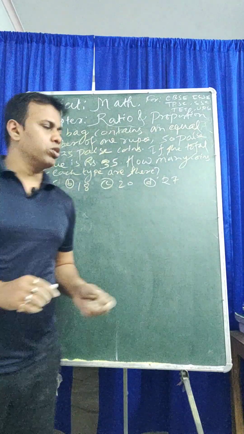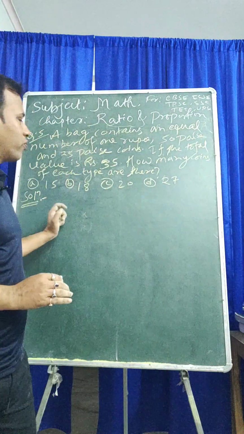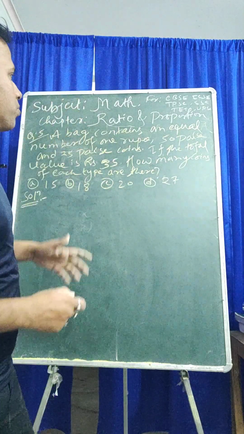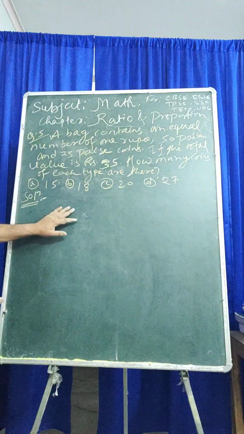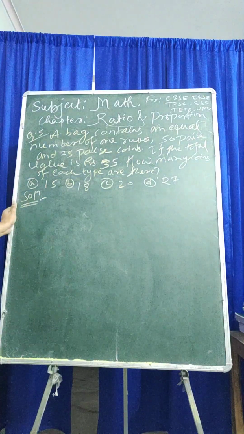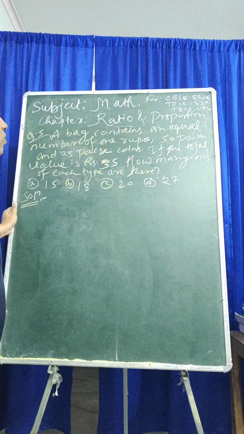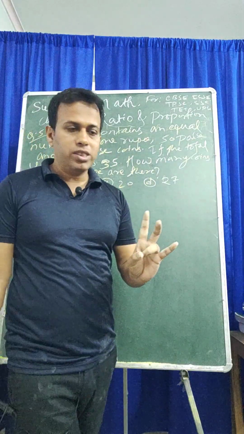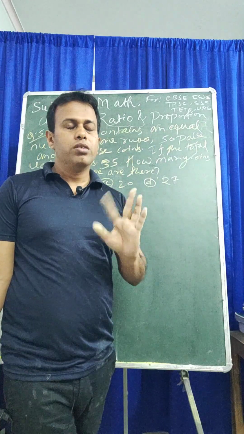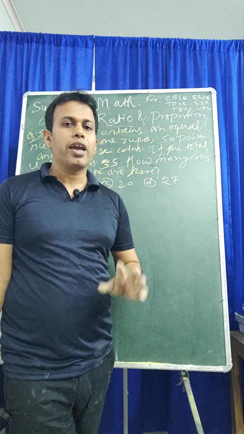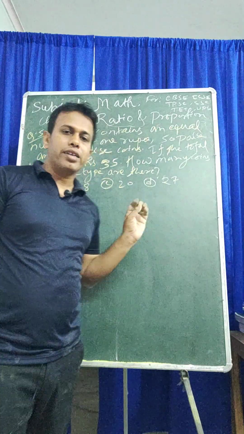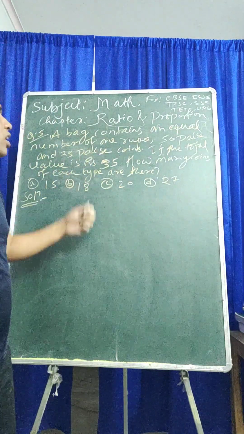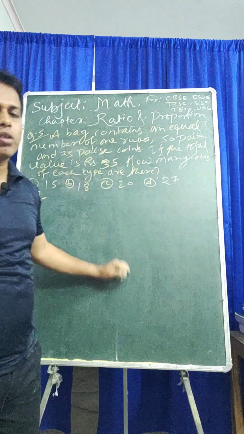Okay, so students, our next question, that is the last question, question number 5. This is the last question of this lecture. So the question is like that: a bag contains an equal number of 1 rupee, 50 paise and 25 paise coins. The number of coins of 1 rupee, 25 paise and 50 paise are equal, and the total value of the coins is 35. So how many coins of each type are there? We have to find out. Okay, let's try.